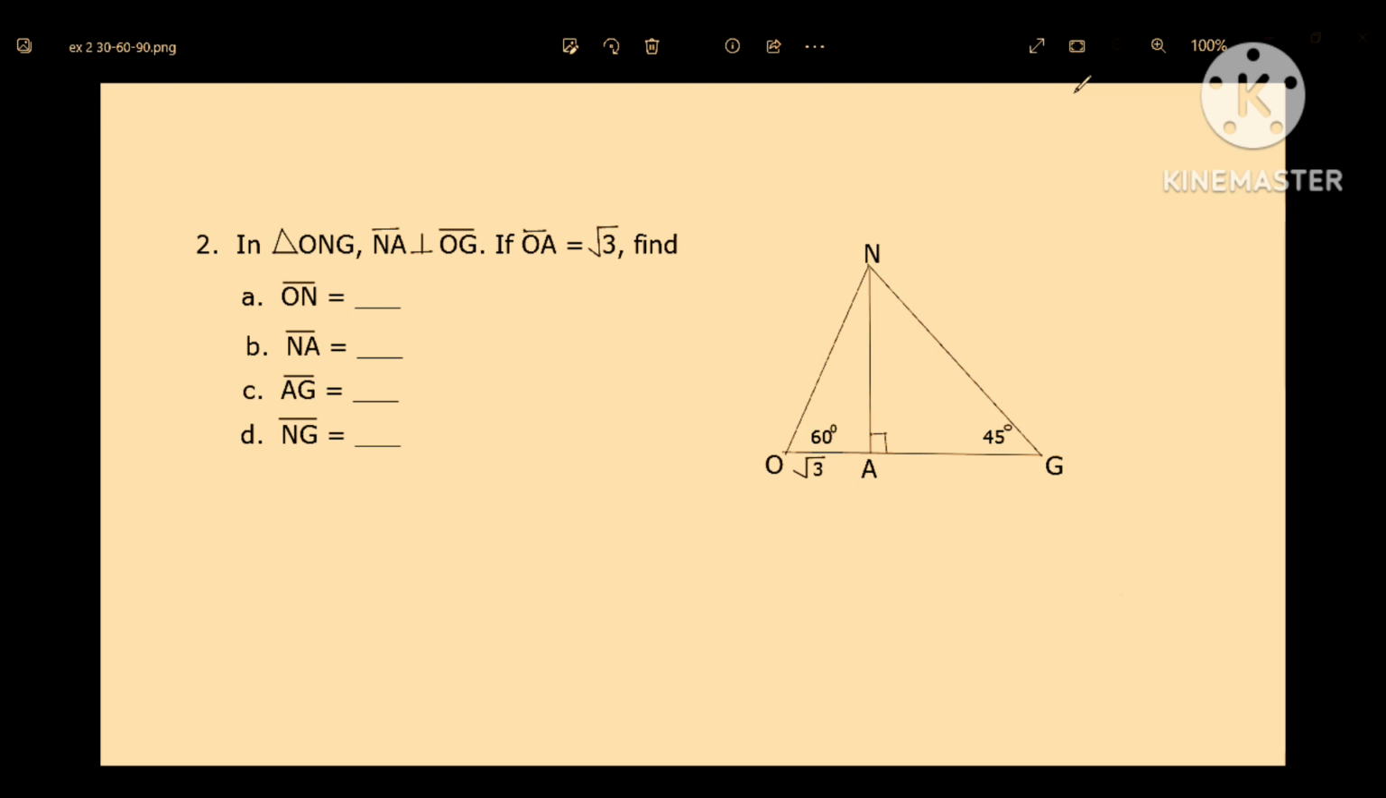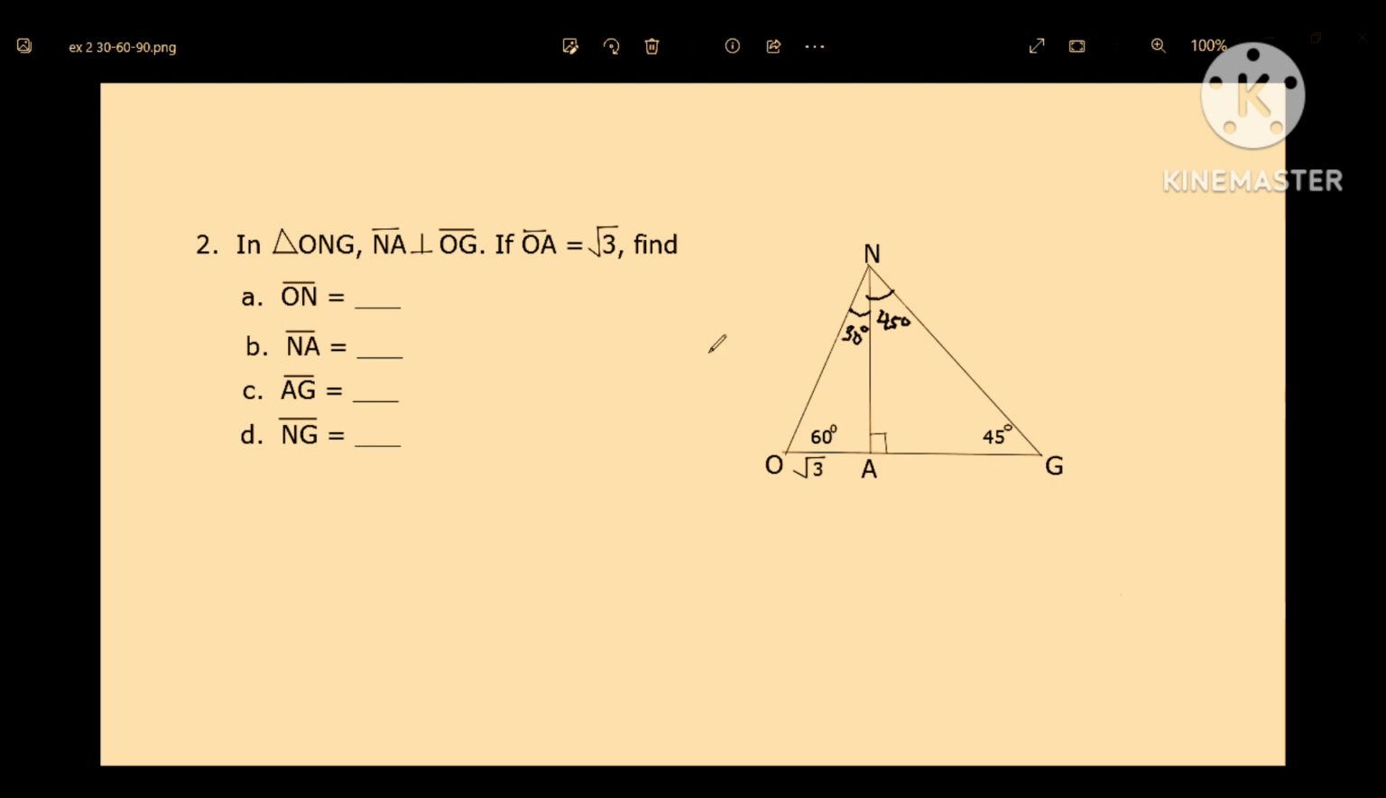Okay, let's go to number 2. We are given triangle ONG. So this is actually a combination of 30, 60, 90 and 45, 45, 90, no? Why? Because if this is 60, then this must be 30. And if this is 45, then this must be 45. Okay? So in triangle ONG, NA is perpendicular to OG. Okay? And if OA is equal to square root of 3, find the following.